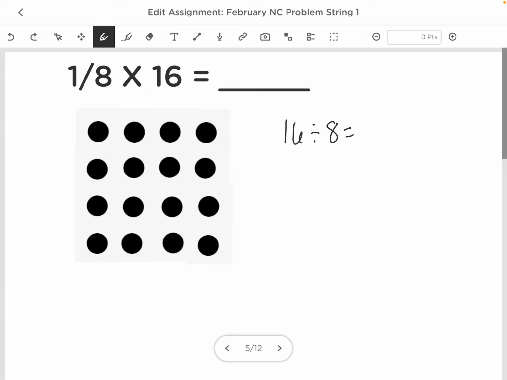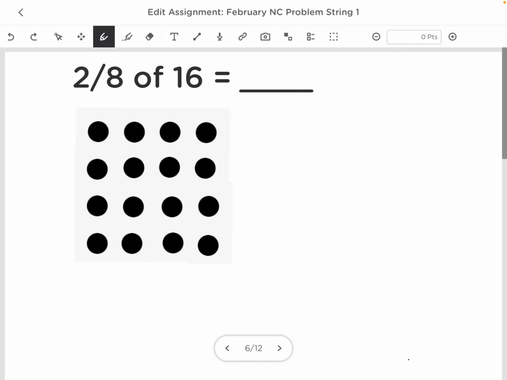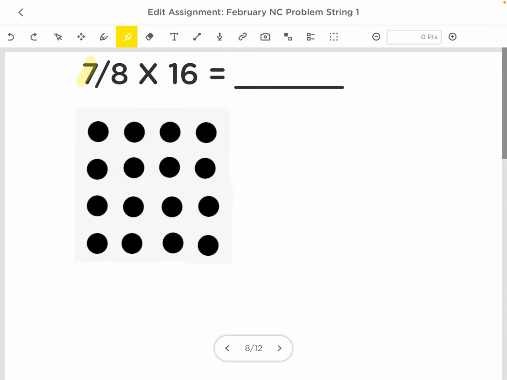So again, if 1/8, you know what, let's just do it together. 1/8, 16 divided by 8 into 8 even groups would be 2. So I'm going to make 8 even groups here. There's 4 groups, 5, 6, 7, 8. Now, my numerator says 1, so I'm going to highlight 1 out of those 8 groups. And I'm going to get the answer of 2. Now, for the next one, I need to highlight 2 of those groups instead of just 1. For the next one, I'm going to do 3 of those groups. And then 7 of those groups.